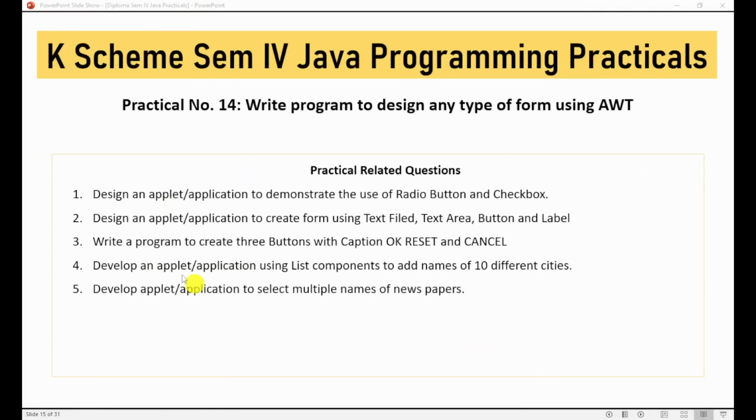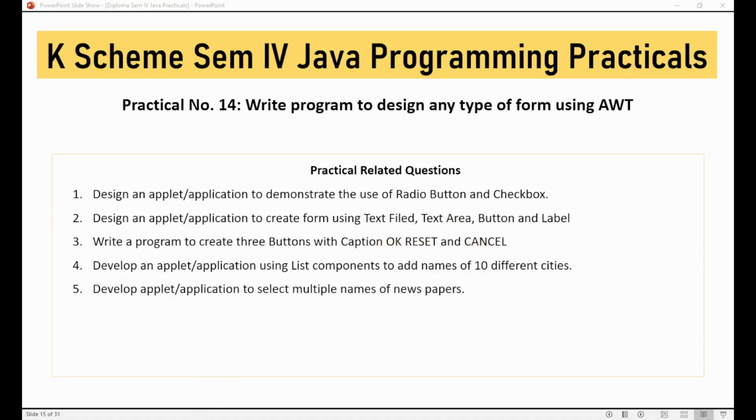Now the third question is: write a program to create 3 buttons with captions OK, reset and cancel. So again what we have to do is create 3 buttons here, and assign them names as OK button, reset button, and cancel button. In the previous question we have already created one button, which was the submit button. So similarly we will be creating 3 buttons and their names will be OK, reset and cancel.